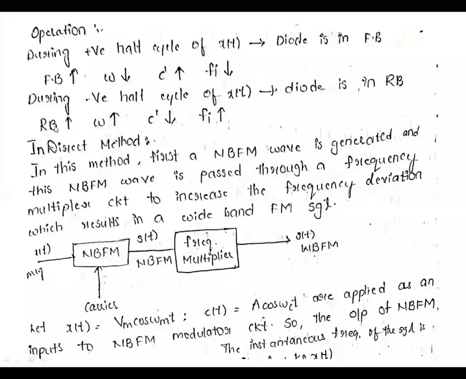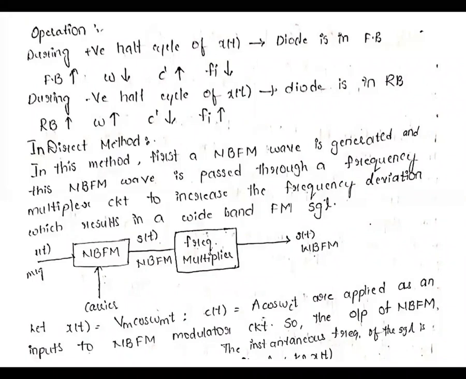Like in the reverse direction, that is the negative half cycle, what happens? The width of the depletion region is maximum, C dash is minimum. When C dash is minimum, Fi is maximum. There the maximum frequencies occur. So here, students, please note that at forward bias, that is the positive peak, minimum frequencies are generated. At reverse bias, the negative peak, the maximum frequency is generated.